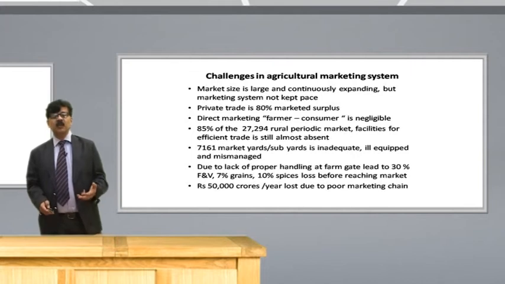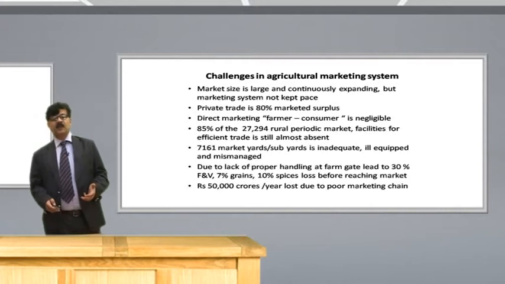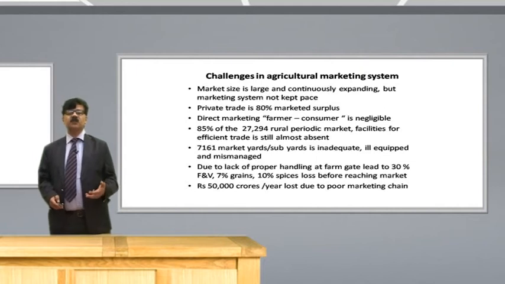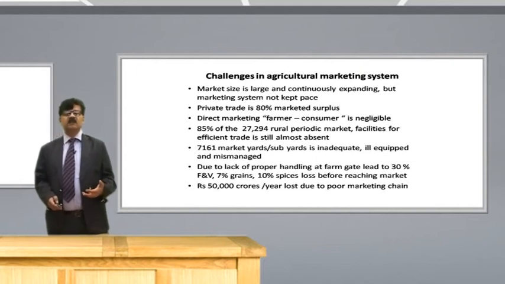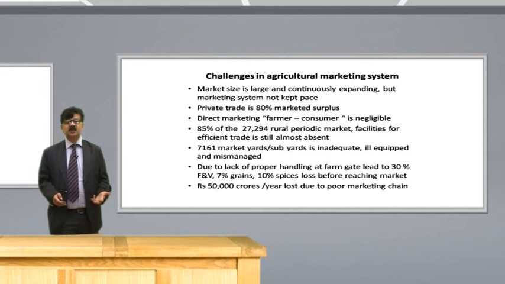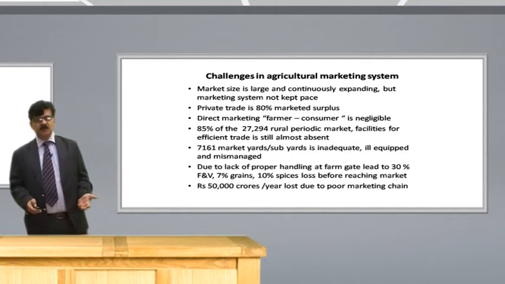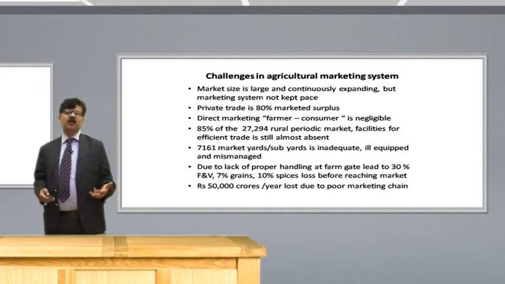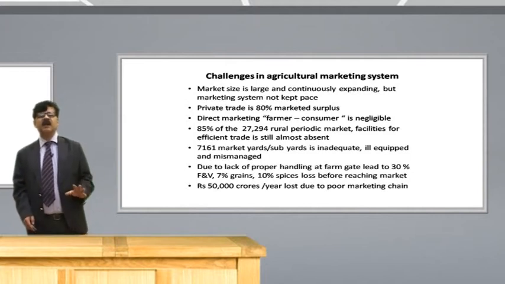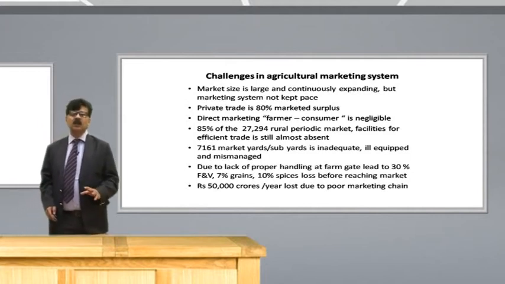There are no links as of now possible from farmer directly to the consumers. In fact, 85% of the 27,294 rural periodic market facilities do not have efficient trade facilities available. There are 7,161 market yards or sub-yards which are ill-equipped and mismanaged. Where do the farmers find an outlet? This is the biggest question, which we have to think over in order to make market-led extension go a long way.